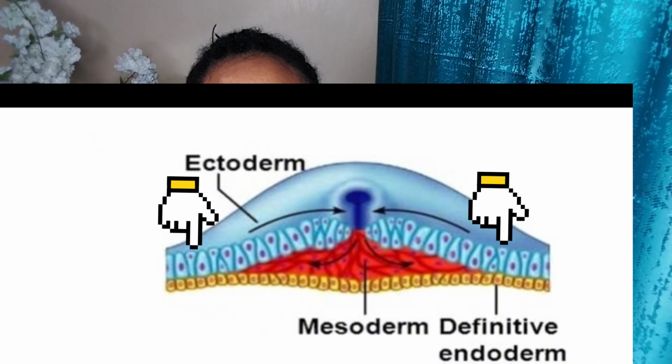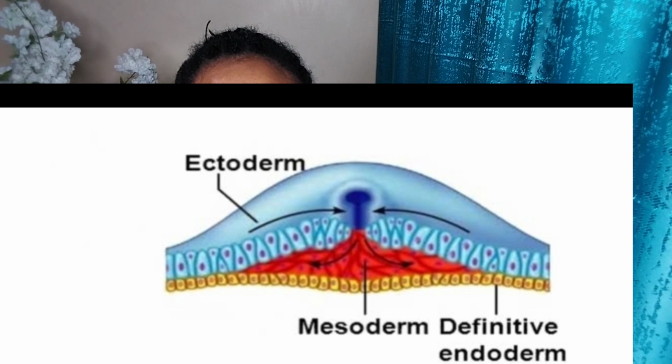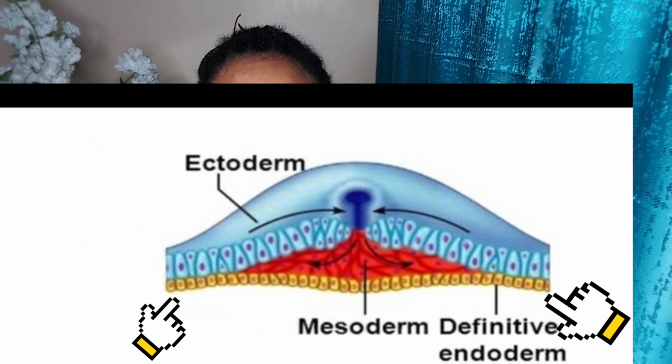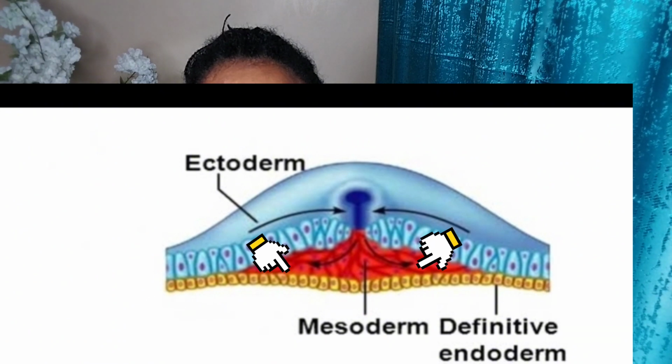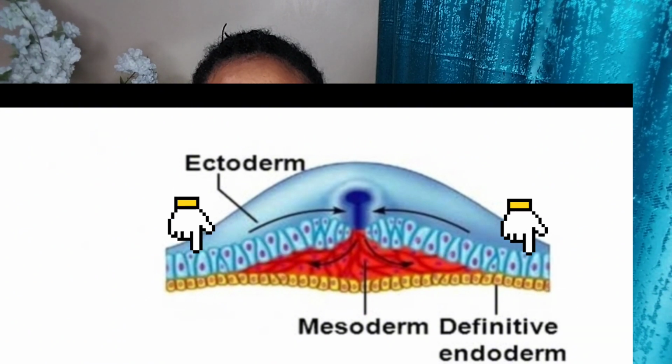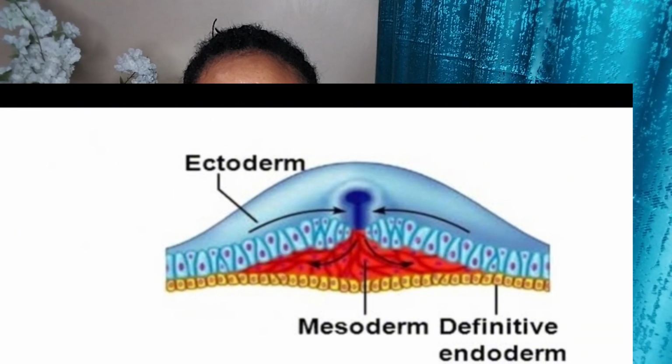So you can see that by the end of this process of gastrulation, we have three cell layers. We have the endoderm on the inside, we have the mesoderm in the middle, and then we have the ectoderm on the outside. So each of these cell layers will form the different parts of the body.